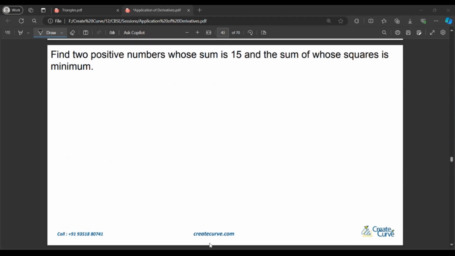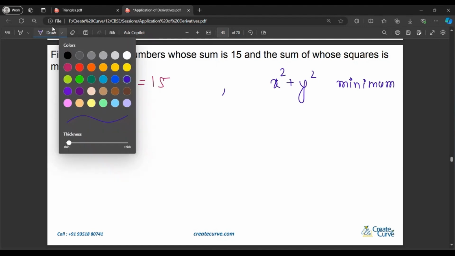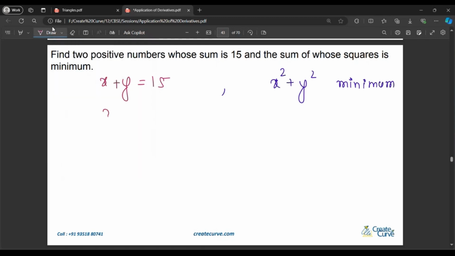Now, this one. First tell me what should I write? x plus y, the sum of the numbers is 15, and the sum of squares of the numbers is minimum. So x squared plus y squared, this is said as minimum. Now, if you want the terms in terms of one variable, what will we do? Simple thing, x is equal to 15 minus y. Minimum means what? Positive. Can we write this as slightly greater than 0?